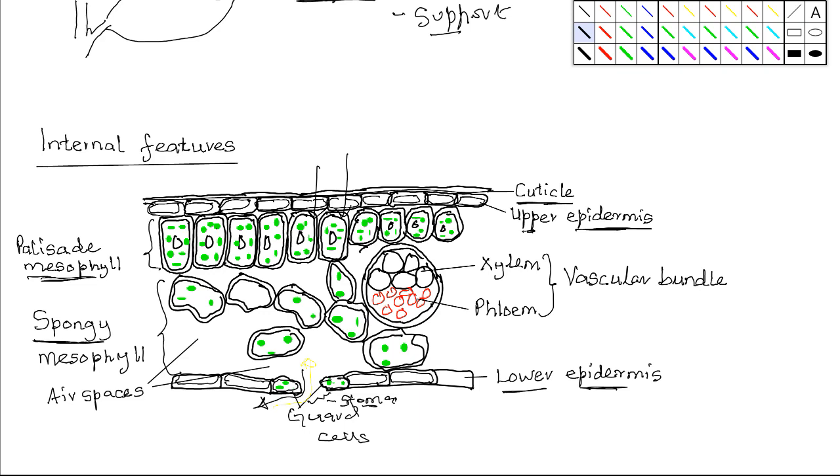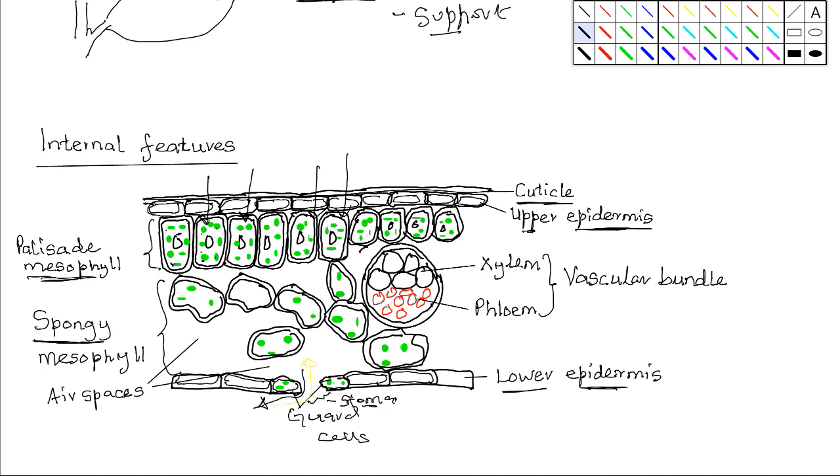So this green body, these are the chloroplasts. The chloroplasts contain chlorophyll molecules which absorb light energy that is used in photosynthesis. These palisade cells are located beneath the upper epidermis in order to receive maximum sunlight. So their location here ensures that they receive maximum sunlight.